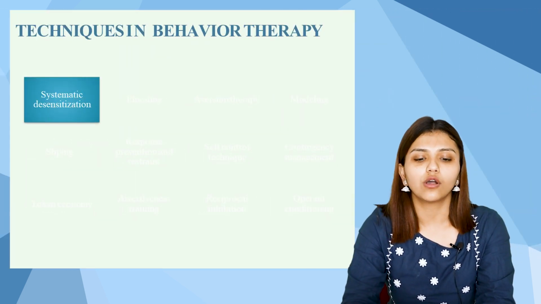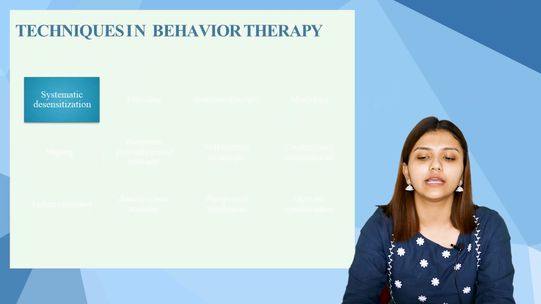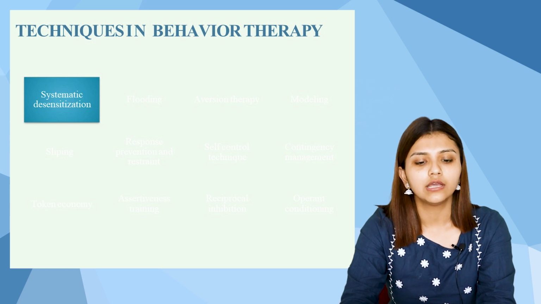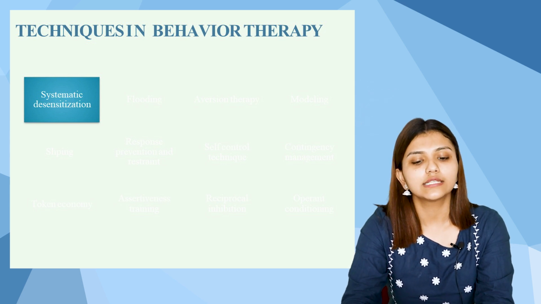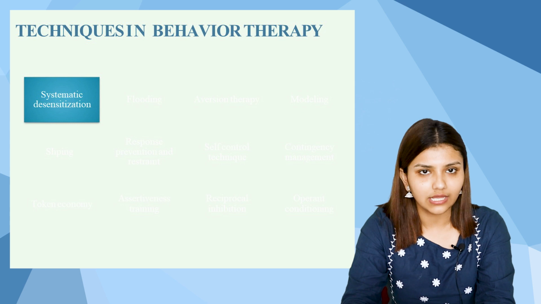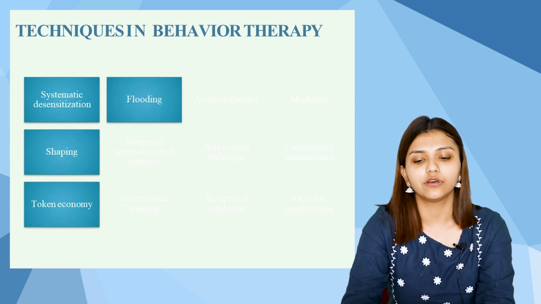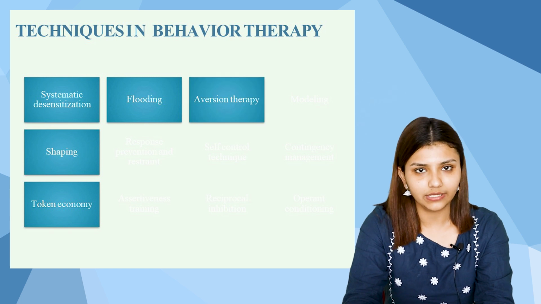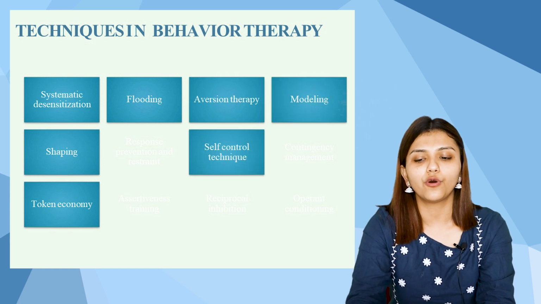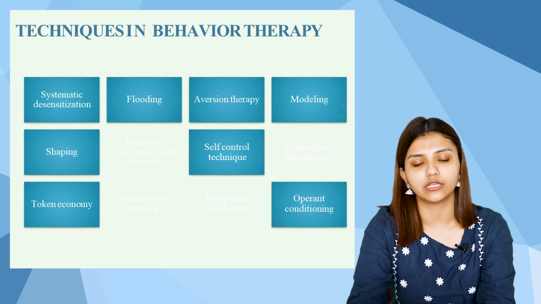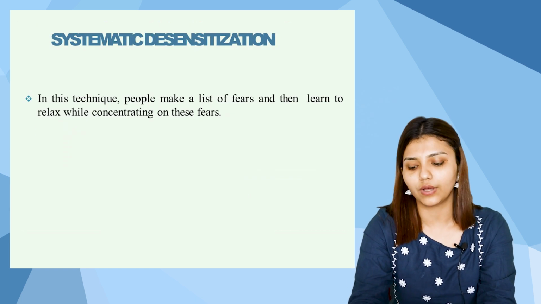Now, next we will talk about what techniques there are in behavioral therapy. The first technique is systematic desensitization, second is shaping, third is token economy, then flooding, aversion therapy, self-control technique, modeling, and operant conditioning. We'll see them in detail one by one.